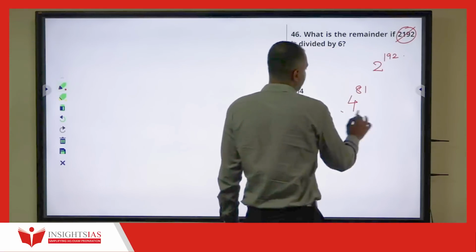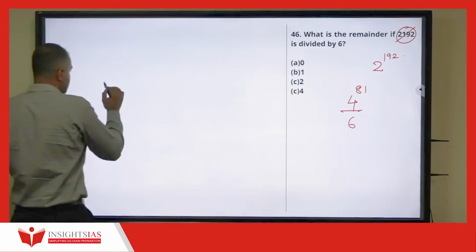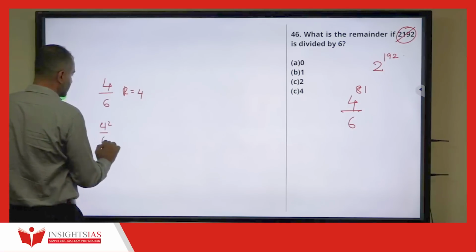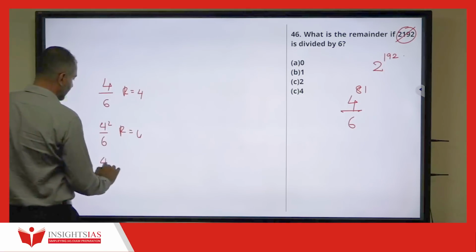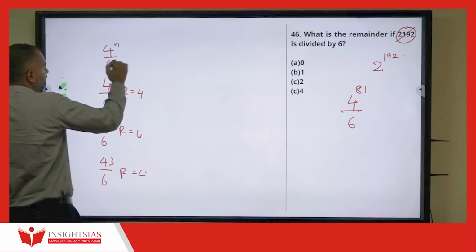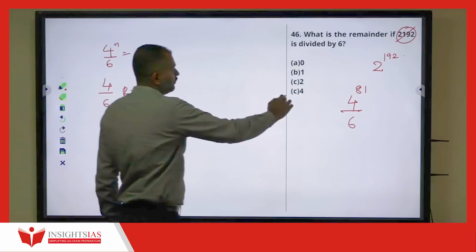Okay, 4 power 81 when divided by 6. See, when 4 is divided by 6, the remainder is 4 only. When 4 square is divided by 6, the remainder is 4 only. 4 power 3 divided by 6, the remainder is 4 only. 4 power n divided by 6, the remainder is 4 only. So, it is 4 only here.